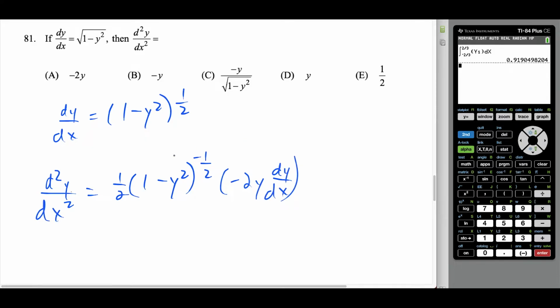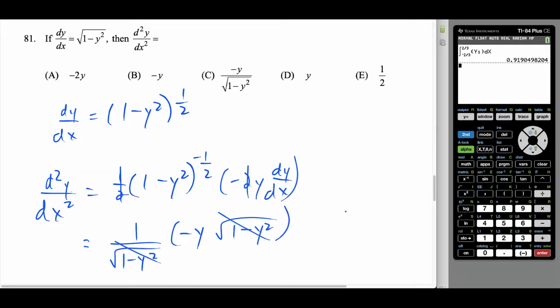So then to close this question out, we just have to do a little bit of algebra. 1/2 times 2 will cancel. The 1 minus y squared to the negative half, I could call 1 over radical 1 minus y squared. And now what I have left is negative y, and dy/dx is originally equal to radical 1 minus y squared. So this simplifies pretty nice. The square root terms are going to cancel out, and all we're left with is just 1 times negative y. So this works out to negative y, so 81 is going to be choice B.